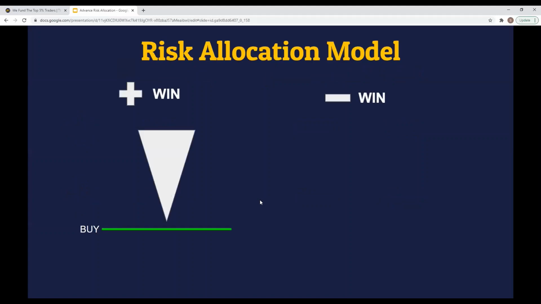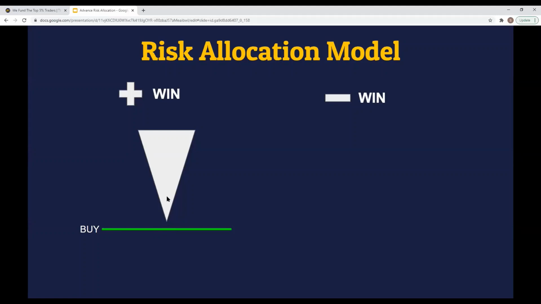And I want to show you the risk allocation model. Okay, the risk allocation model looks like a triangle, like a pyramid, where you add and reduce to your position and to your lot size, and in my mind it ends up looking like a triangle. So let's start with the winning positions, which are the ones we know better. So let's say we buy here. We buy at this line right here, and our position is going in our favor.